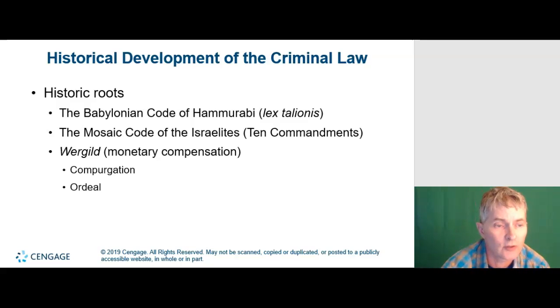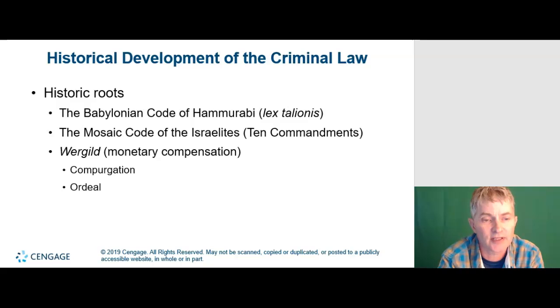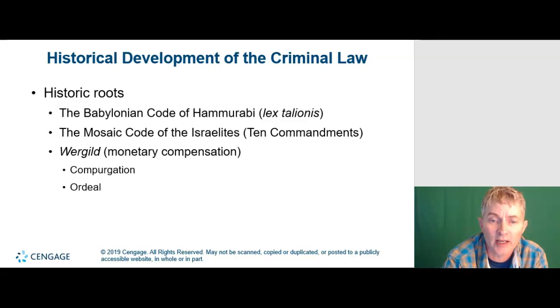The Mosaic Code is another code practiced by the Israelites, i.e., the Ten Commandments, and it contains prohibitions against theft, violence, and perjury. These laws remain a part of the modern criminal code. And then the Wehrgild, or the monetary compensation system, which was developed for criminal violations after the Dark Ages.